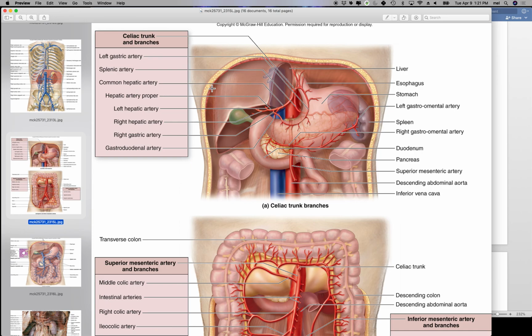Okay. So now this little guy right here wraps around the lesser curvature of the stomach from the left side. What do we want to call it? Left gastric. Good. And this guy right here tucks back behind. It's usually really wiggly like that. And goes to the spleen. What are you going to call it? Splenic. That makes sense?